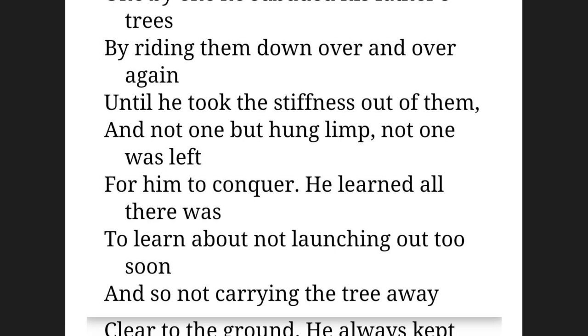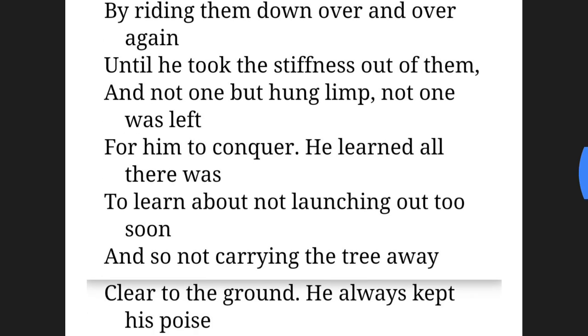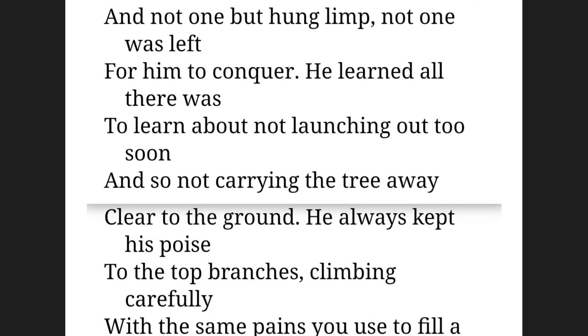So he must have mastered the art of how to bend and how long to bend before launching out. That is, before releasing it. And so not carrying the tree away clear to the ground. So this is the technique used by a playful boy who bends the branch of a tree, brings it down all the way to near the ground, and then lets go suddenly.